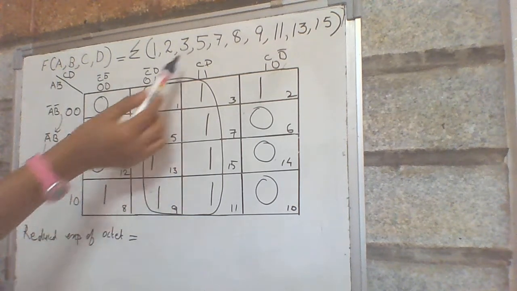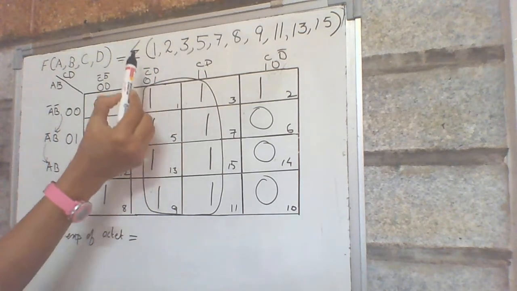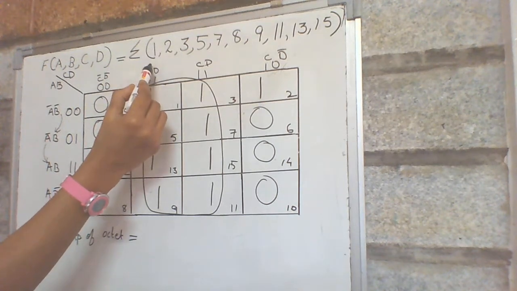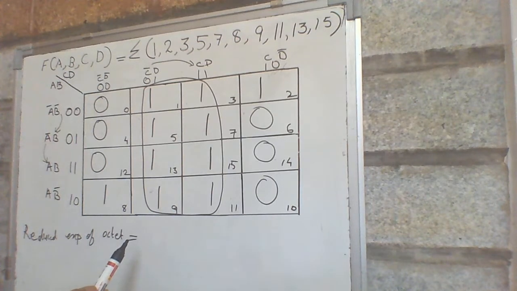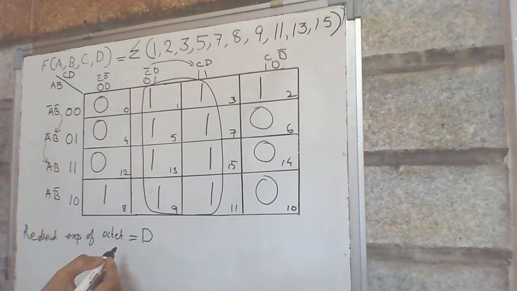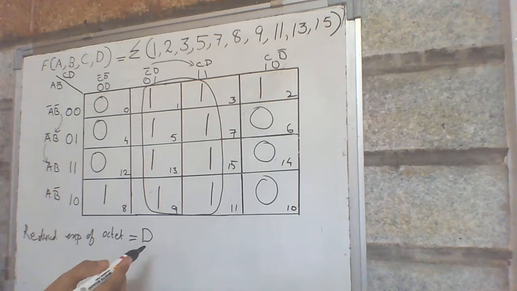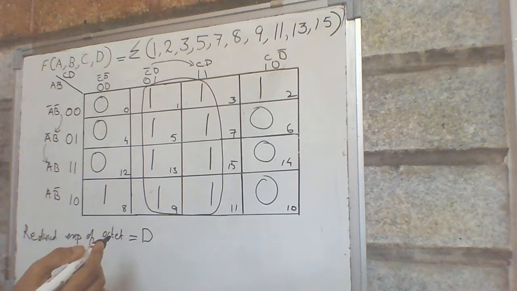Then consider the top side. In top side, C bar D, C D. Which one is changing? See, C bar is changing to C. So we can remove the variable C also. Then which variable is remaining? D. Only D. That is, using the octet reduction rule, we can remove 3 variables. From 4 variables A, B, C, D, A, B and C are removed. Only D is remaining.